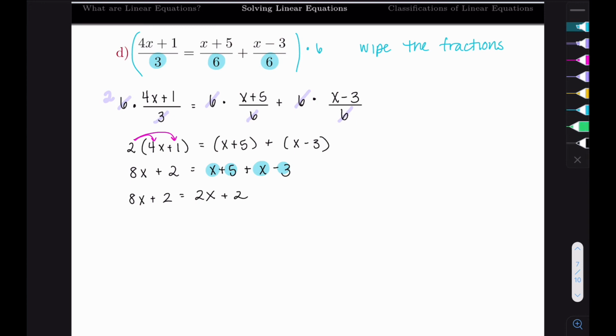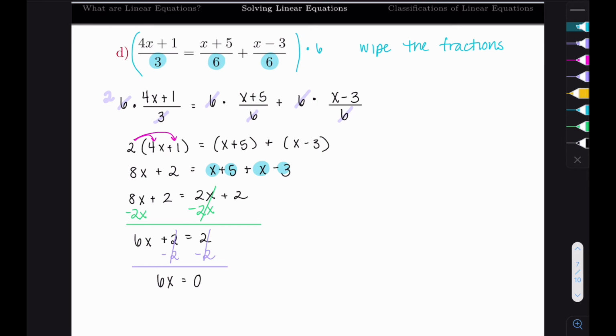Now we want to isolate our variable. So let's go ahead and bring the 2x to the other side by subtraction. This way they cancel each other out. That leaves us with 6x plus 2 equals 2. Got to isolate the x again, so let's bring the 2 over. Those cancel each other out, and that gives us 6x. But on the right-hand side, those also cancel each other out. So it ends up giving us 0.